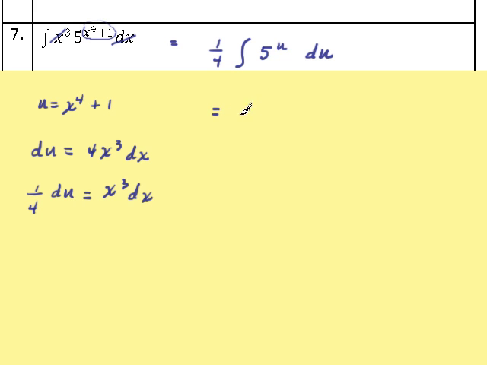And we saw before that the way we integrate an exponential is according to the following formula. The integral of 5 to the u is 1 over ln 5 times 5 to the u. And now we'll just put back our x's. And we have 5 to the x to the 4th plus 1.